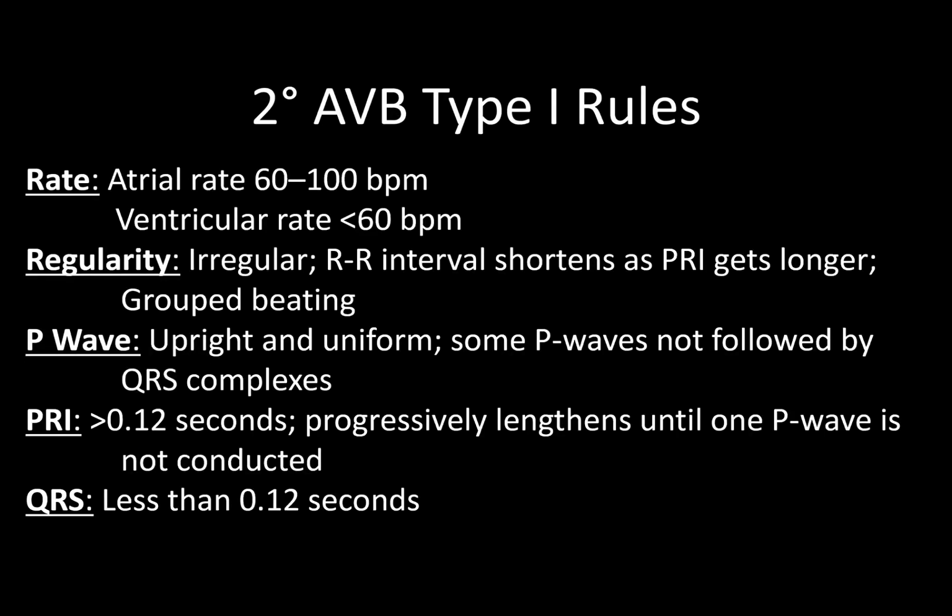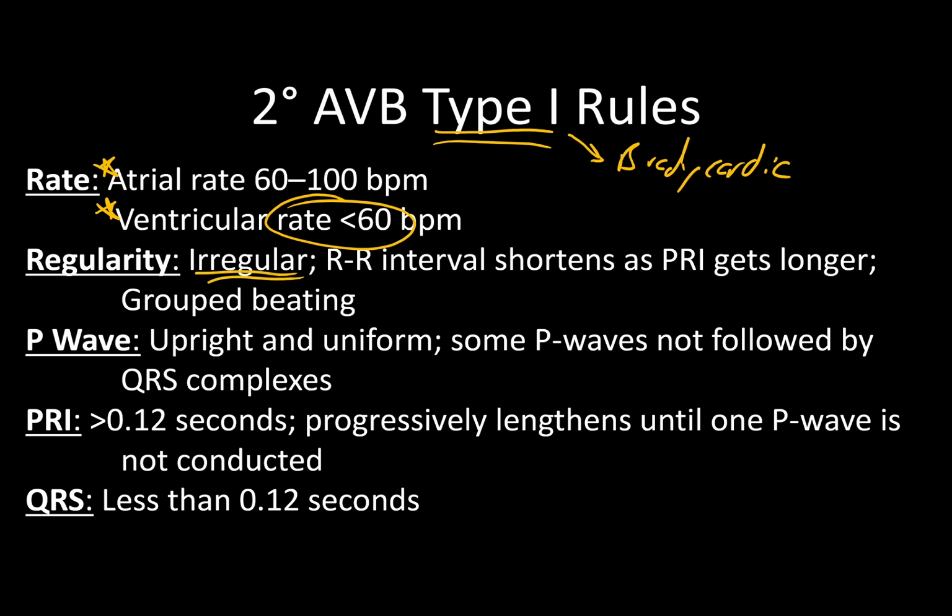The rules for second degree AVB Type I: your atrial rate should be pretty well normal. It can be from 60 to 100. It may be slower, it may be faster, but most of the time it's right in that normal range. What is important, though, is that with a real good second degree Type I, most times your ventricular rate's going to be slow. So these tend to be bradycardic, and that's going to be one of your hints as to what's going on. Not only the dropped beats, but the fact that it's also a slower heart rate. This is definitely going to be irregular for sure.